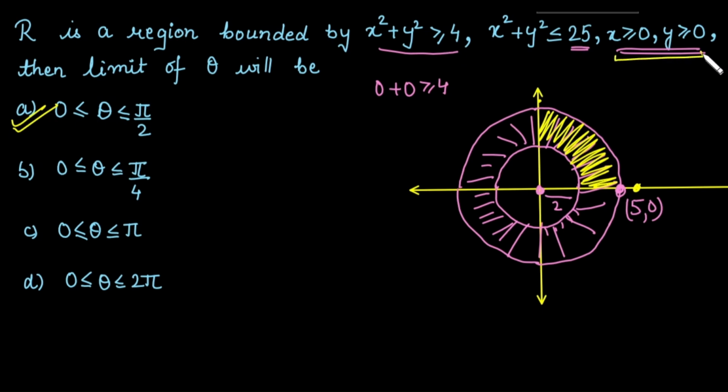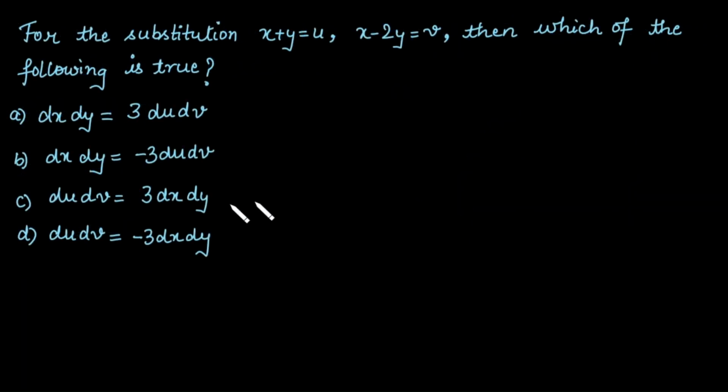These two conditions. So do not neglect these two conditions, that is very very important. Next question is: for the substitution x plus y is equal to u, x minus 2y is equal to v, then which of the following is true?